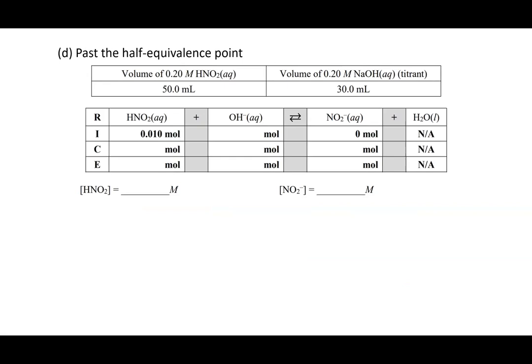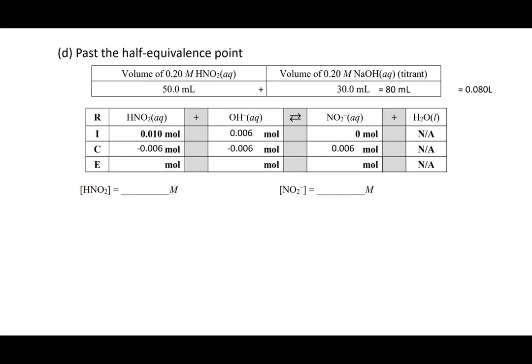I get past the half equivalence point. I add just a little more base. I've gone from 20 to 25 to now 30 milliliters. The total volume is now 80 milliliters. And I do the same math once more. I multiply my volume in liters times my molarity to get the number of moles. And I can see that now I have 0.006 moles of OH minus.